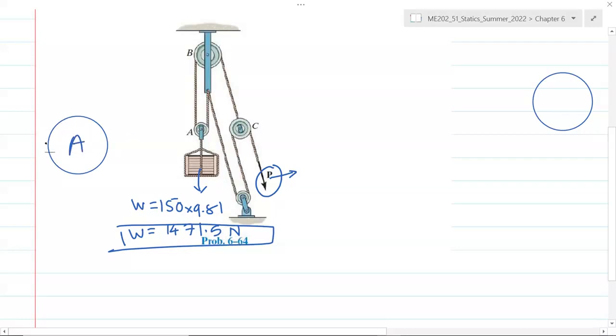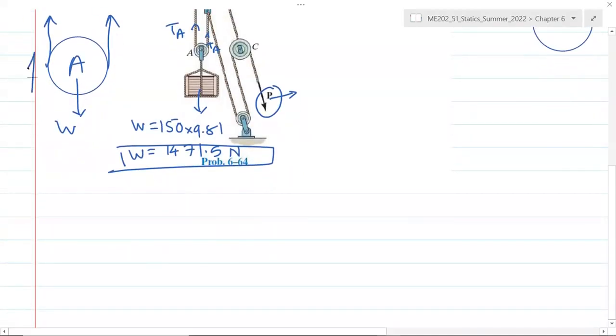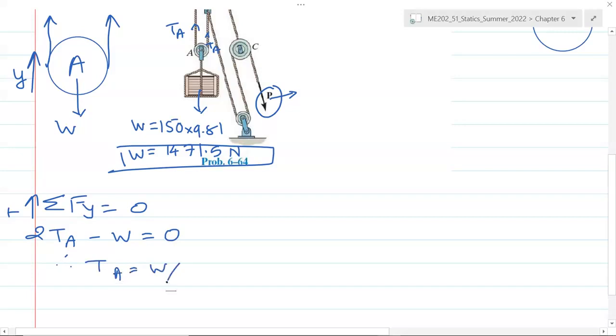So for pulley A, let's call this tension here TA. Each one of these tensions is TA, and that supports W. Therefore, using the equation of equilibrium along the vertical direction, sigma F in the vertical direction is 0, going up is positive. Therefore, 2 times TA minus W is equal to 0. Therefore, TA is W by 2, which is 1471 by 2, that's 735.75 newtons.